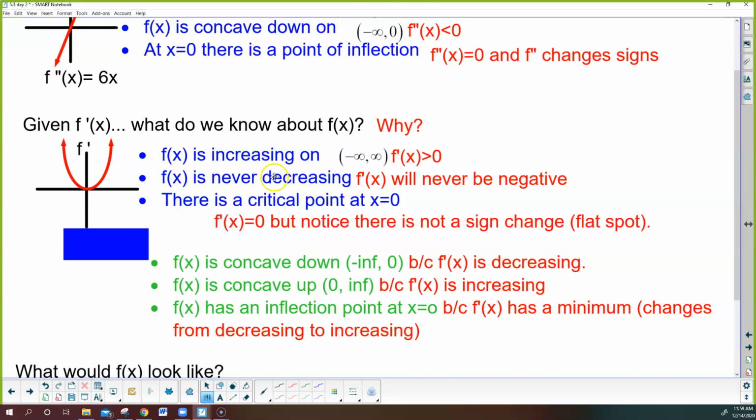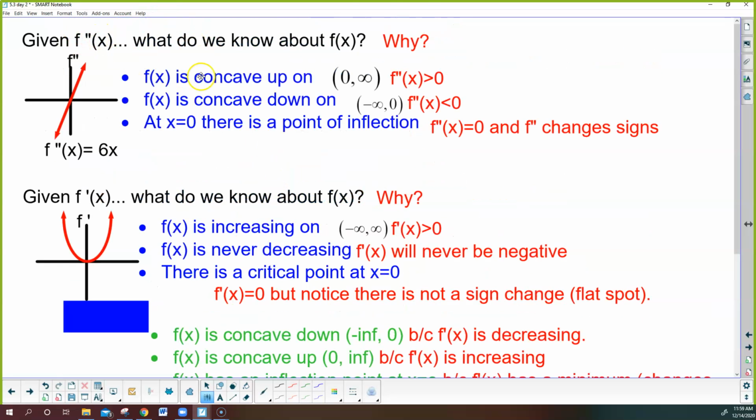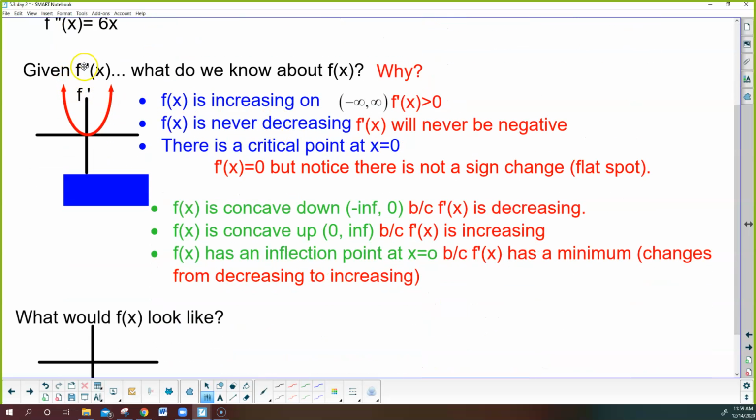So here's what I want you to think of. If you're given f double prime, you can conclude concavity up or down and points of inflection. If you're given f prime of x, you can conclude when the original function is increasing or decreasing, when there's critical points, when there's concave up, concave down, and inflection points. So you basically can conclude almost everything from the original graph of f prime.